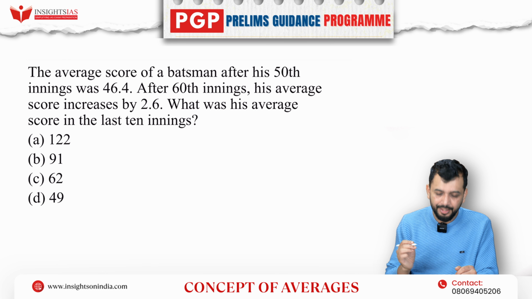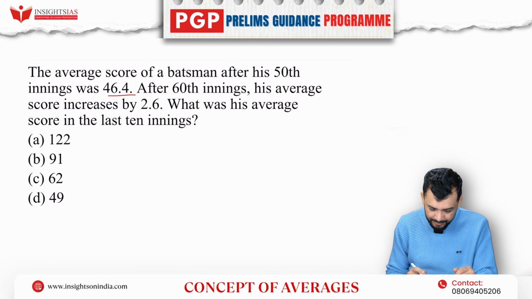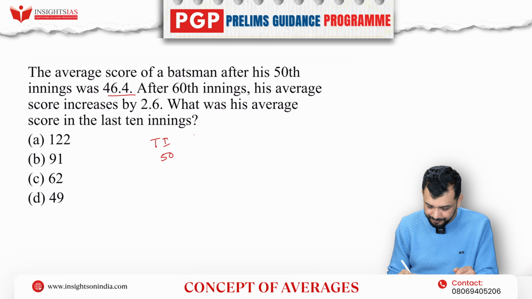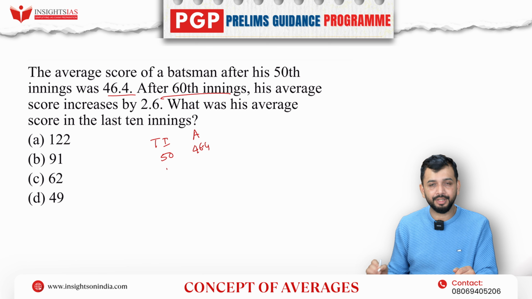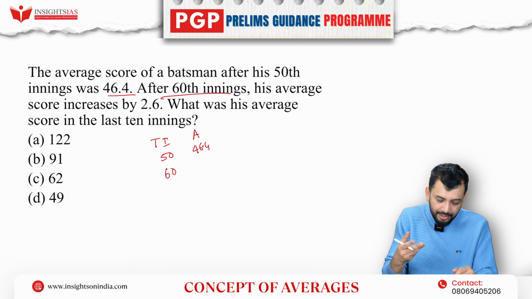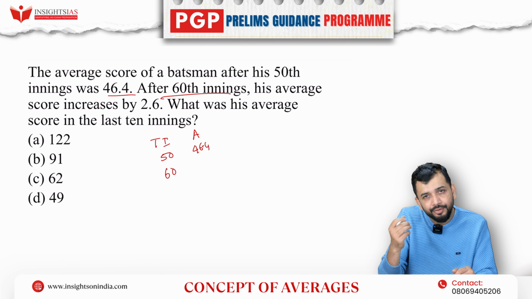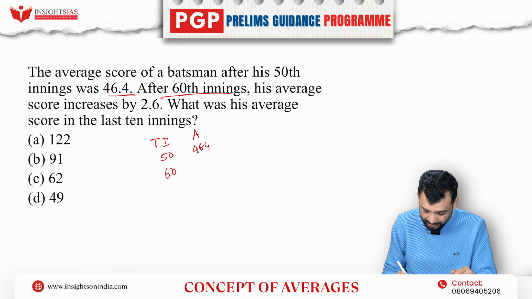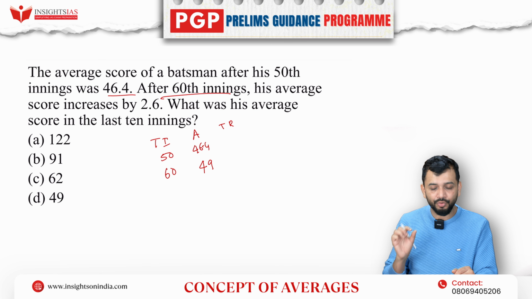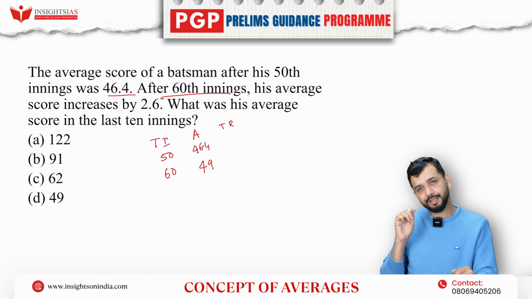So now let's take this 46.4. Think that the total number of innings is 50 and the average is 46.4. Next, after the 60th innings, the total number of innings is 60 and the average is increased by 2.6. So how much has it increased? 46.4 plus 2.6, that will be 49. Now, what is the total run after the 50th innings, and what was his total run after the 60th innings?